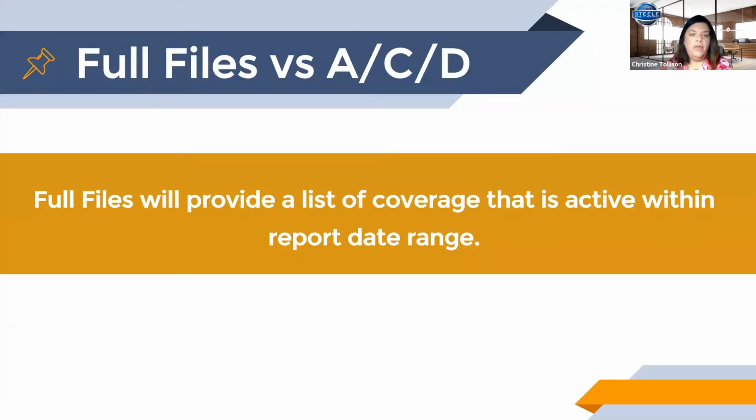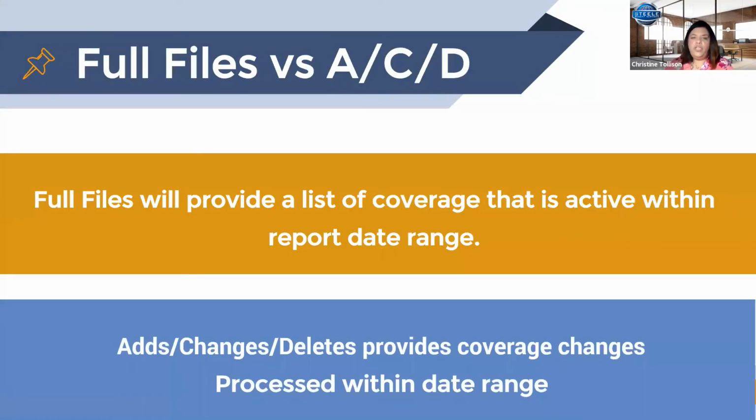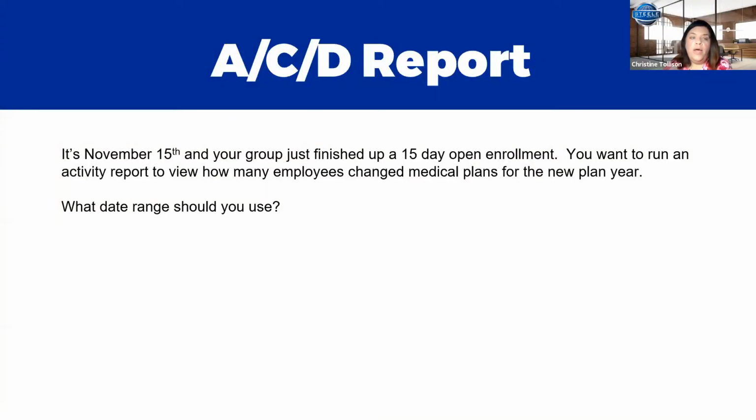And along those same lines, an adds, changes, and deletes report provides coverage changes that were processed within a date range. So it's November 15th, you're still working on this reporting. Your group just finished up that 15-day open enrollment, and you want to run an activity report to view how many employees changed medical plans for the new plan year. So what date range are you going to use for this type of report? Keeping in mind, it's an ACD report.